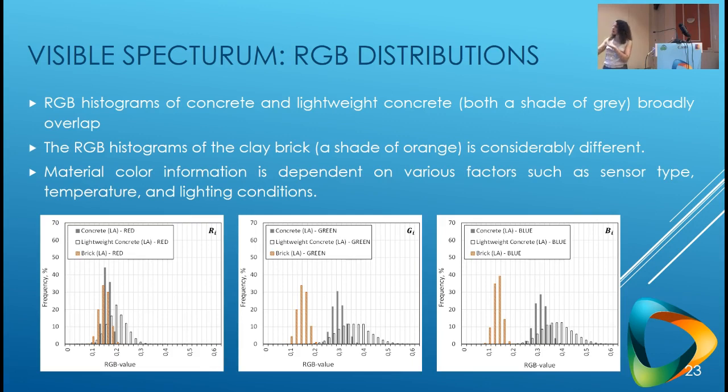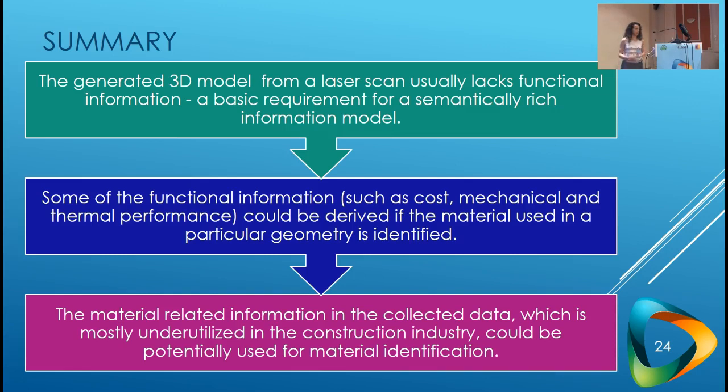RGB distributions show that it's not as significant as the intensity distributions when we only use the image data, the R, G, and B graphs separately. We can see that when we compare the concrete and lightweight concrete, both have some shades of gray, so they broadly overlap, although they are not exactly the same. But the orange color of the brick is considerably different from the other components. This information is also affected by sensor type, temperature, and lighting conditions, so we cannot use this as a single source for identification of the material.